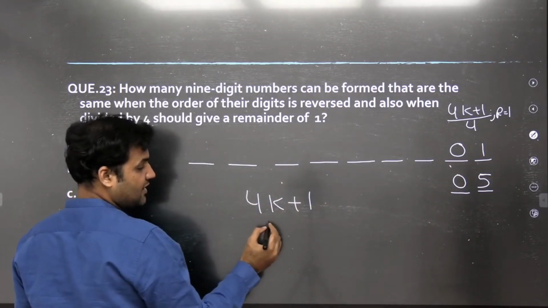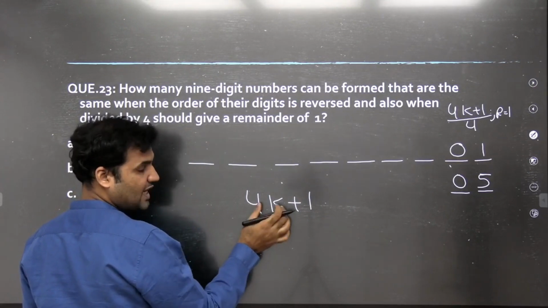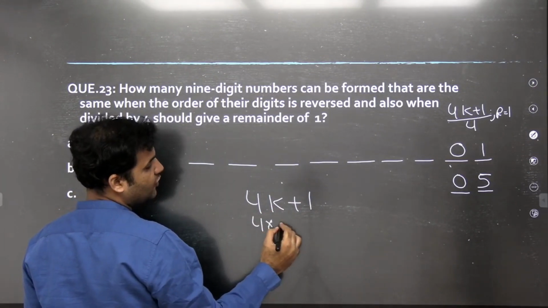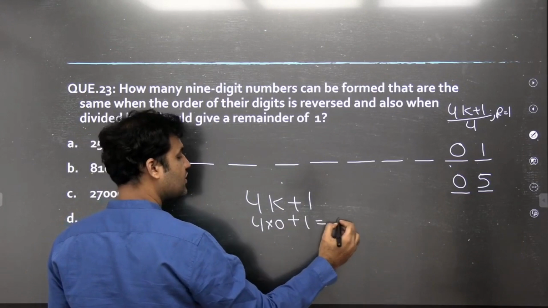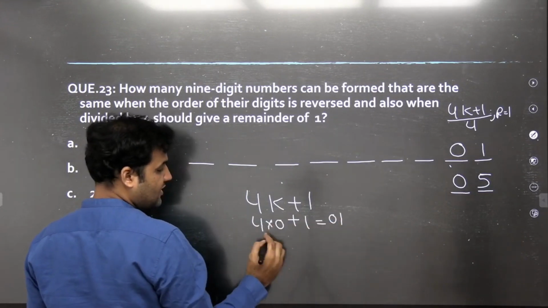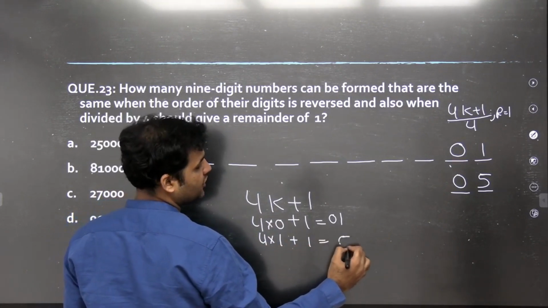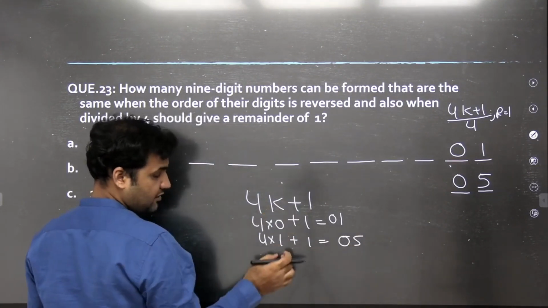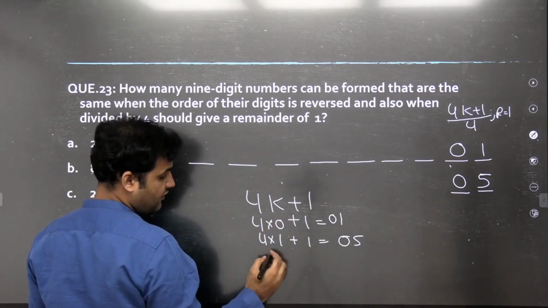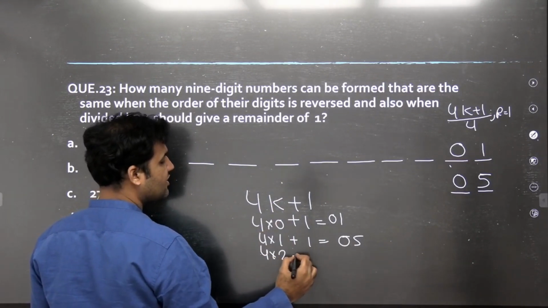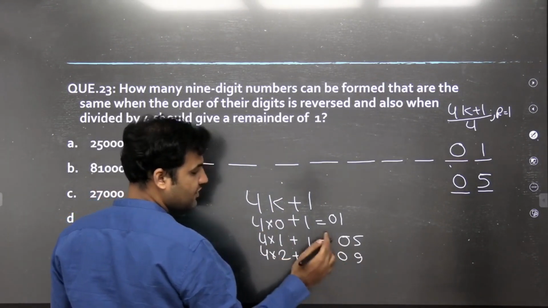Now to get the first such number, you will have to place the value of k as 0. You will get your first number as 01. To get the second number, you place k as 1, and you get 05. If you put the value of k as 2, you will get the next number as 09, and so on.